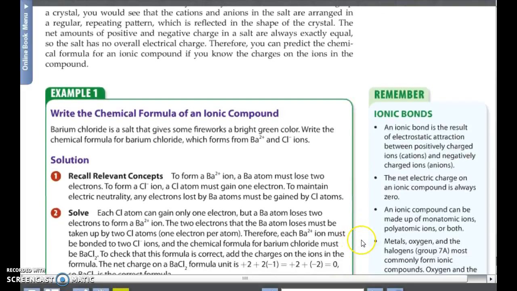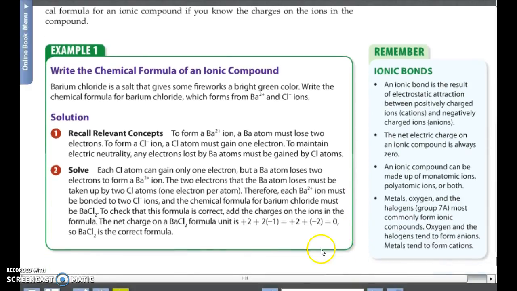To form a barium plus 2 ion, a barium atom must lose 2 electrons. To form a chlorine negative 1 ion, a chlorine atom must gain 1 electron. To maintain electric neutrality, any electrons lost by barium atoms must be gained by chlorine atoms.